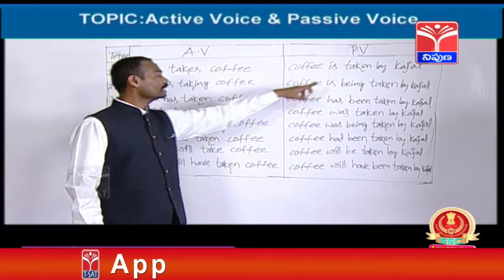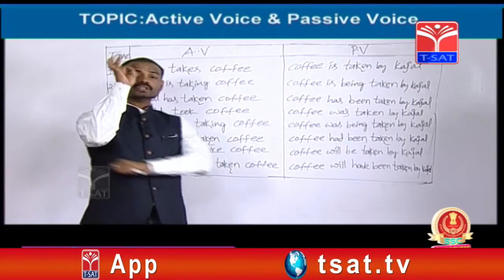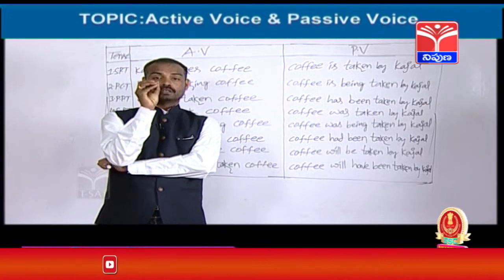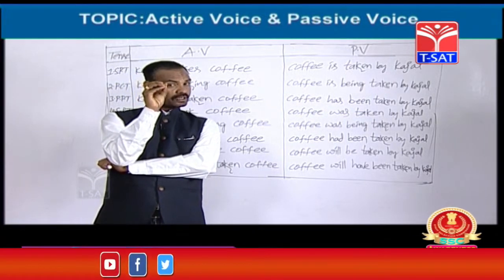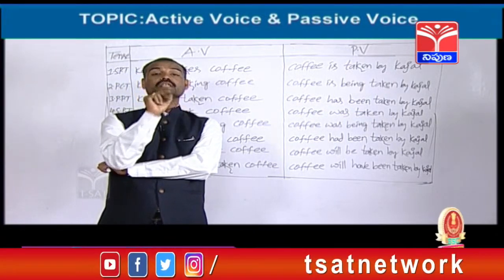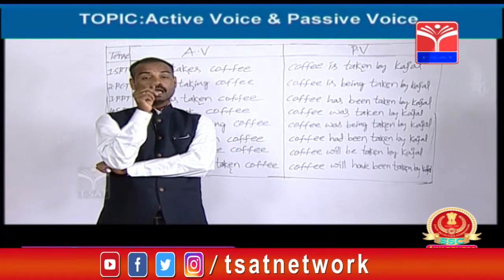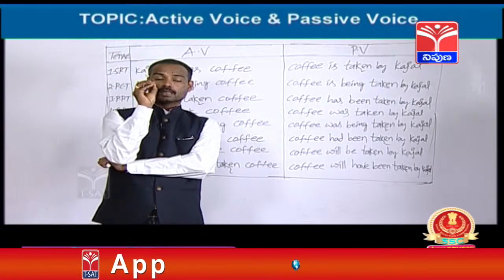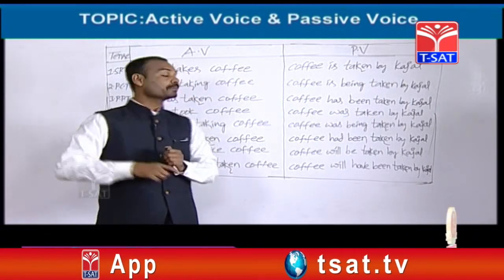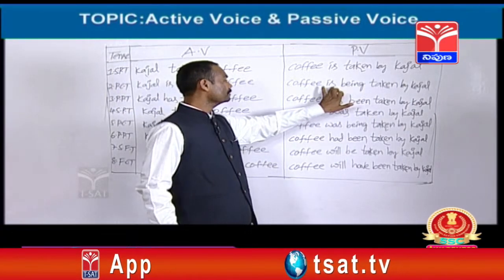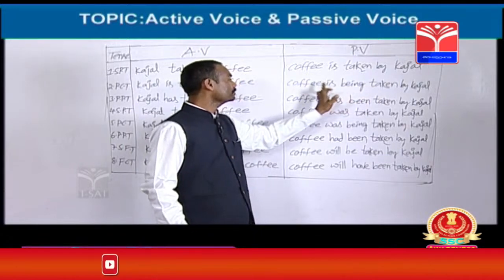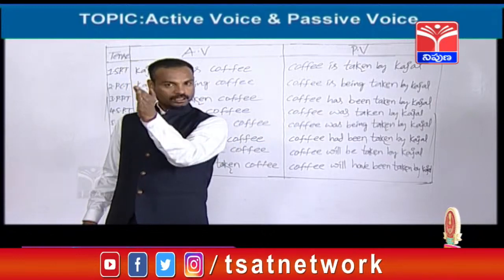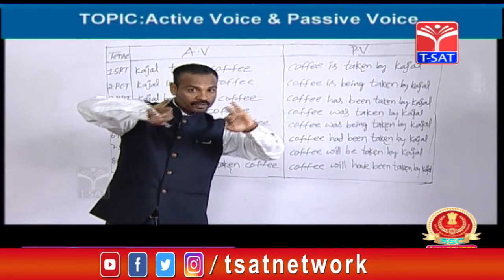So friends, when should we take being in the passive voice? Whenever the active voice contains the ing form. When you see the ing form in the active voice, you should write being. And one more thing, friends, you must remember: being should be written between the helping verb and the main verb. You should not put it here and there. Being always should be written in the passive voice between the helping verb and the main verb.